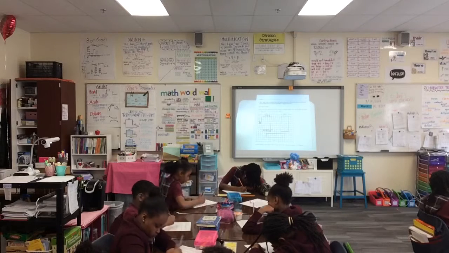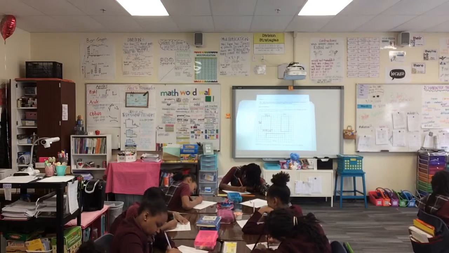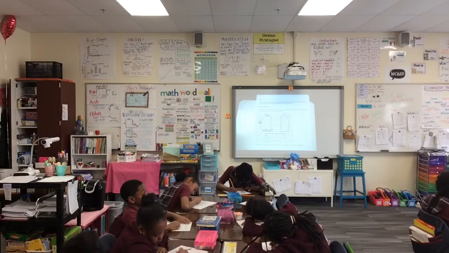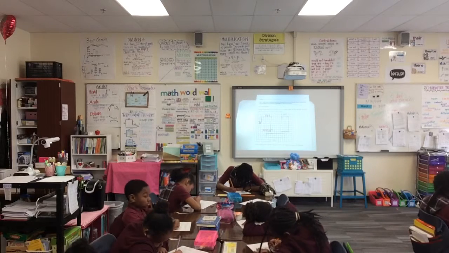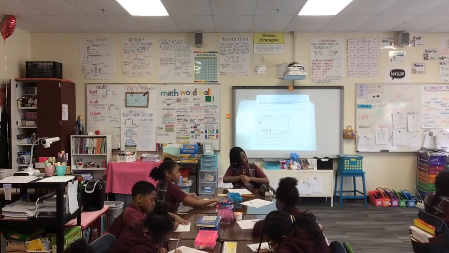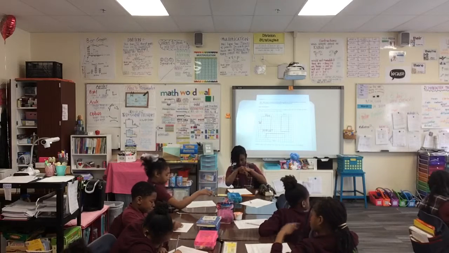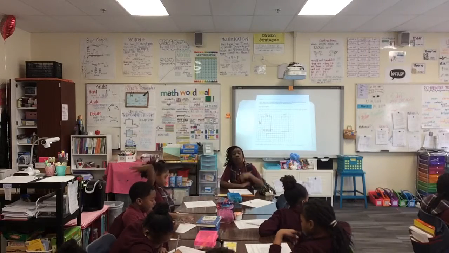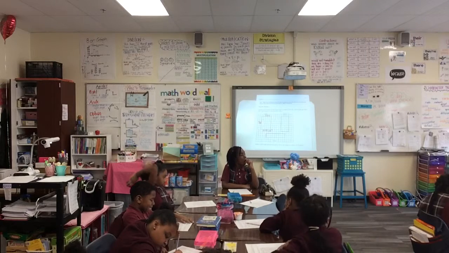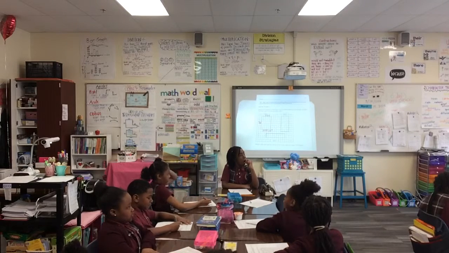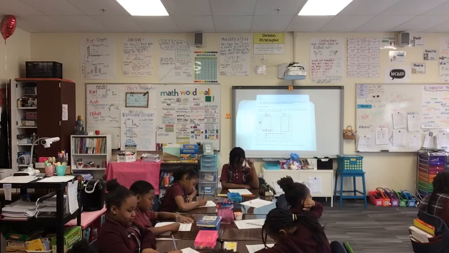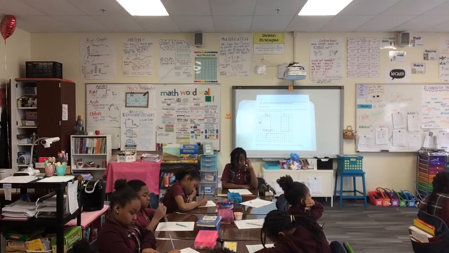Find your area. 4 times 8 or 8 times 4. You need to get what? 32 what? Right? I want you guys to pick the strategy that's the most efficient for you. If you're labeling your dimensions, do you have to show me how you're skip counting? No, that's just extra work. So do not work more. Work smarter, not harder.